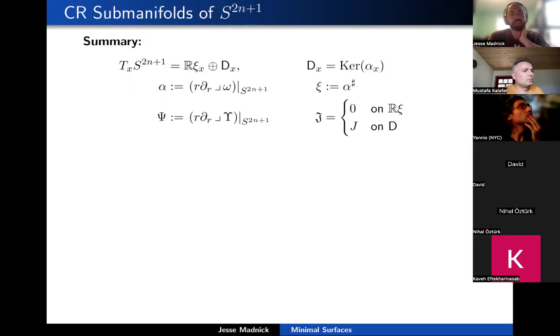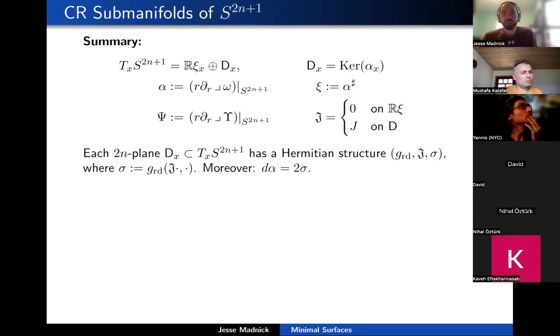So here's that data summarized again. Now that you have all these tensors, you can start defining some relevant classes of submanifolds. Oh, and one more thing. Each 2n-plane has a Hermitian structure, right? It's not structureless. It has this Hermitian structure, as you might expect from working through the Lie groups. The Hermitian structure is given by the round metric, J and sigma. Sigma is the (1,1) form, the Kähler form again, given like so. And you can calculate that d alpha is 2 sigma, at least in my convention.